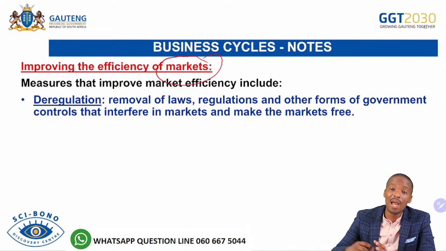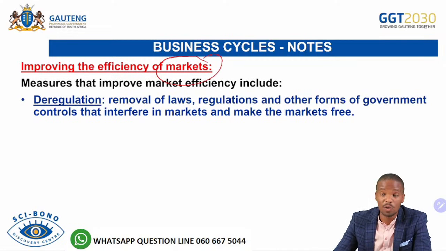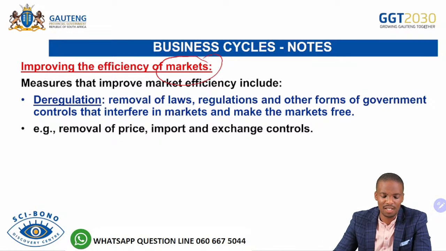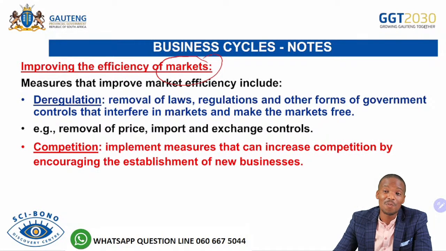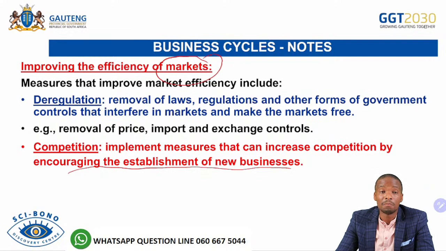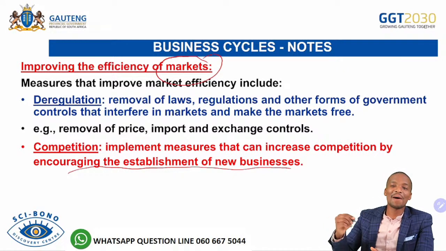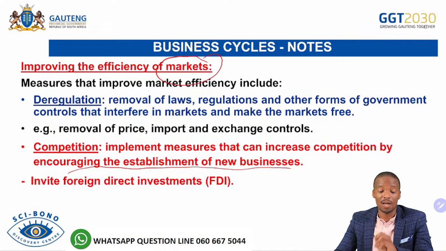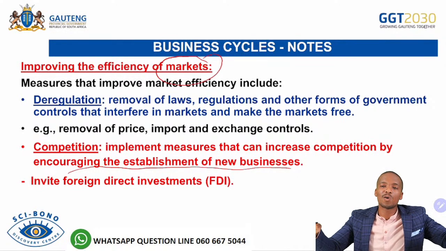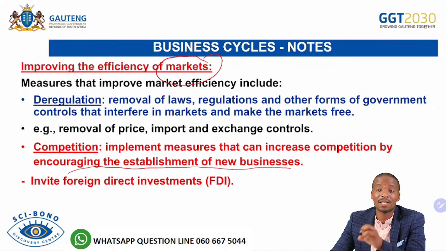So we should move away from all these red tapes, all these laws that are unnecessary for us to trade. If we can remove those, supply will start to react. E.g., the removal of prices, imports, and exchange controls. The other one is competition. Implementing measures that can increase competition by encouraging the establishment of new businesses. So if our competition is at a measurable level, there is no one who has the upper hand over the other. We will be able to have efficiency of markets. We'll have more goods and services available rather than creating monopolies, rather than creating oligopolies, where you'll find that a certain product is only supplied by one person and there is no competition.